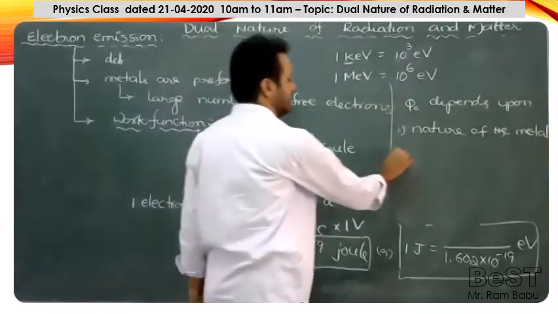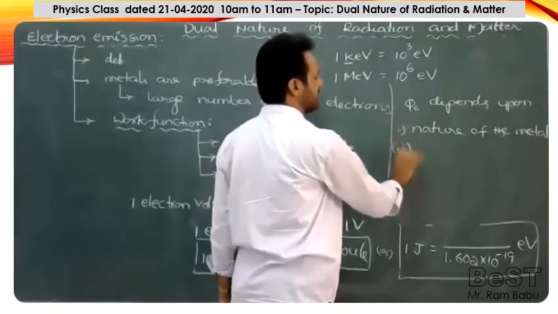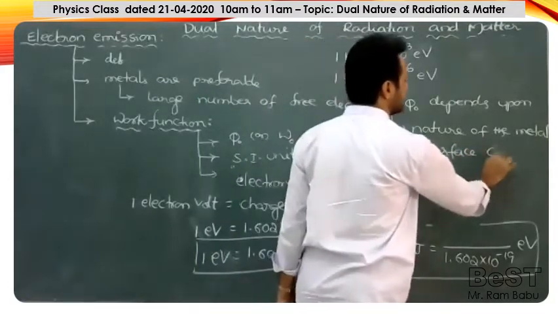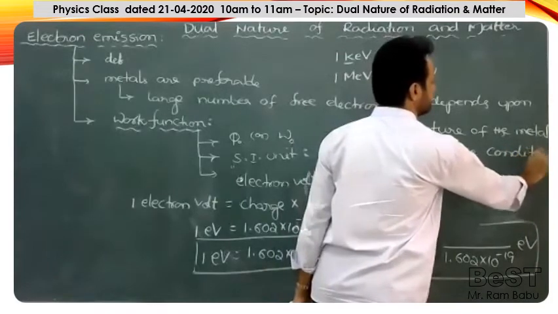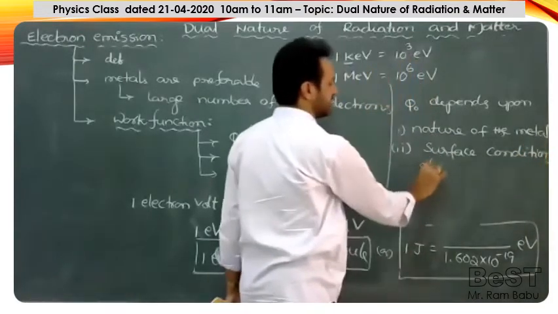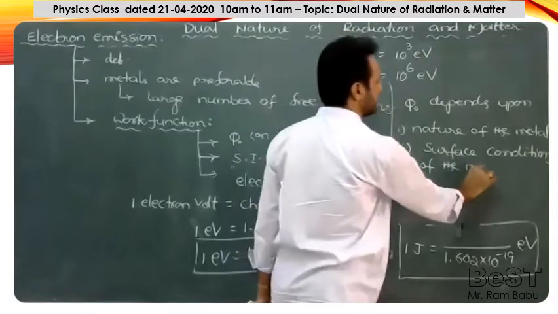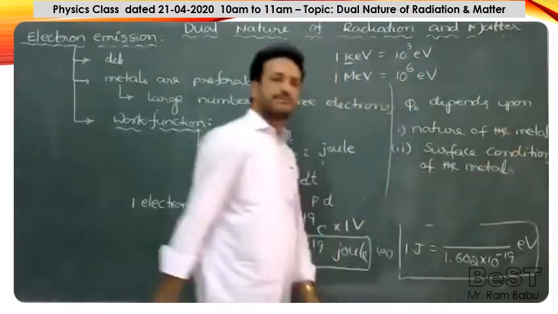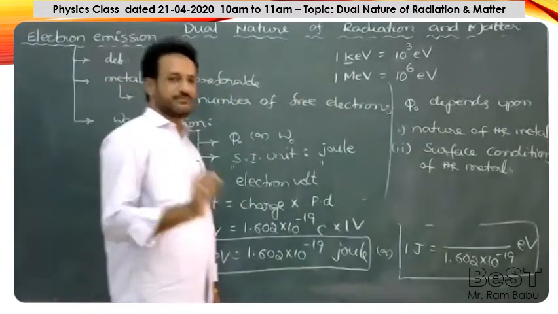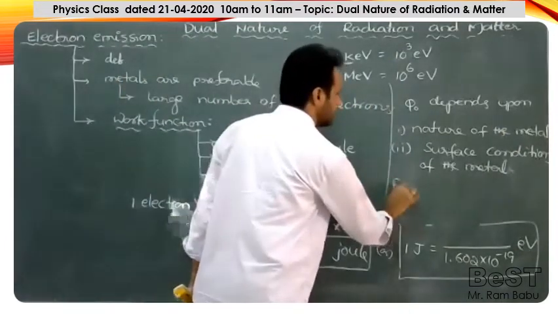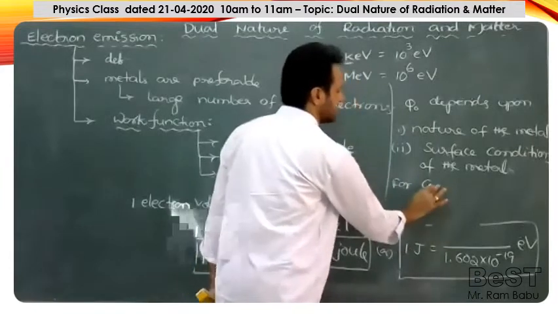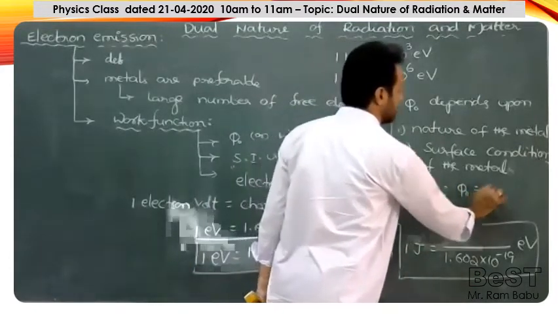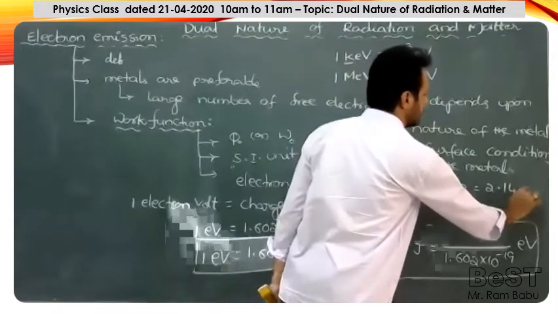And the second one, surface conditions of the metal. How the surface of the metal will be. These are the factors on which the work function of the metal depends. For example, if you take cesium, I am choosing a cesium metal. For cesium, the value of the work function phi naught is equal to 2.14 electron volt.